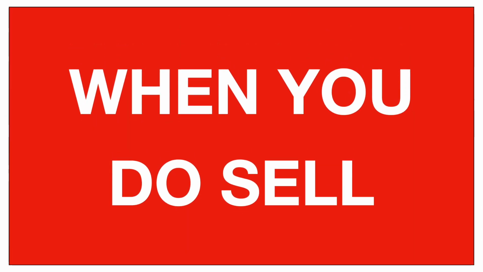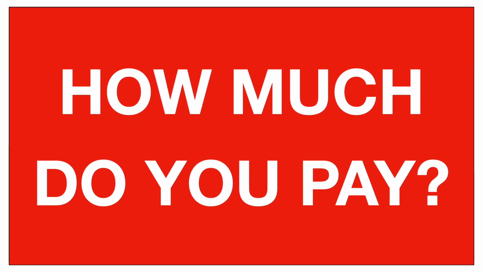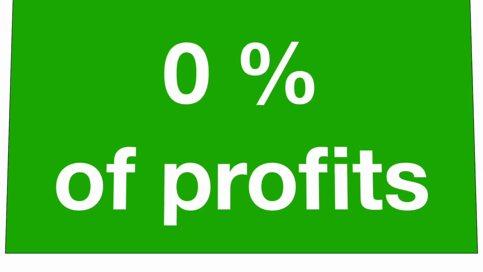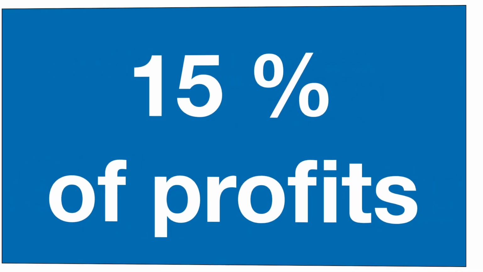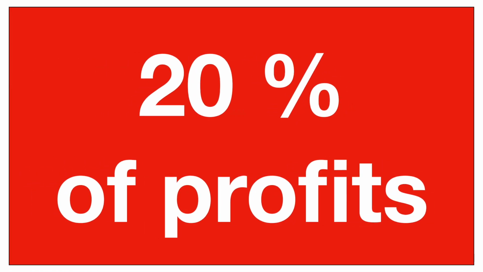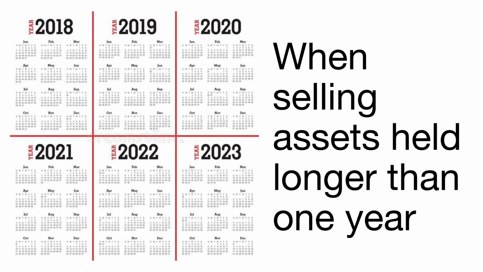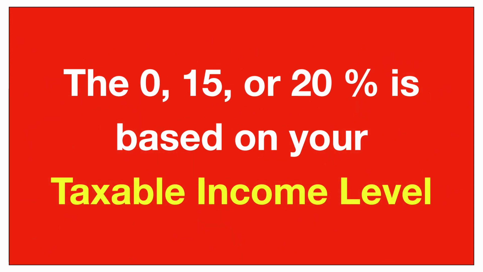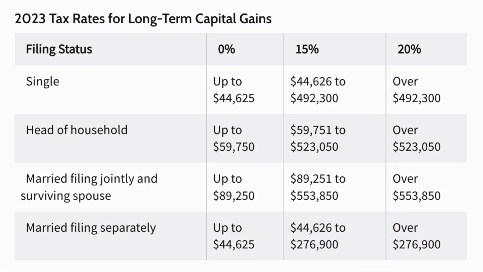And when you do sell, how much do you pay? So let's go over that right now. So you're either going to pay 0%, 15%, or 20% of profits. And that's when you are selling assets held longer than 1 year. So any asset that you've held and then sold after a longer time period of 1 year, you're going to pay 0, 15, or 20%. And it's going to be based on your taxable income level. So here are the tax bracket rates for long-term capital gains tax. And again, long-term means assets held for over 1 year.